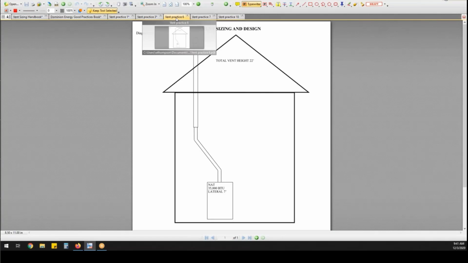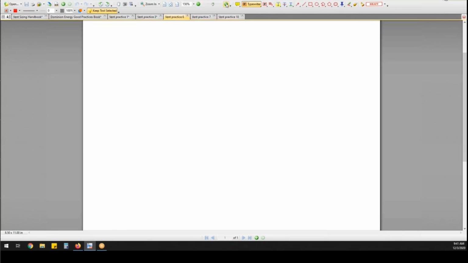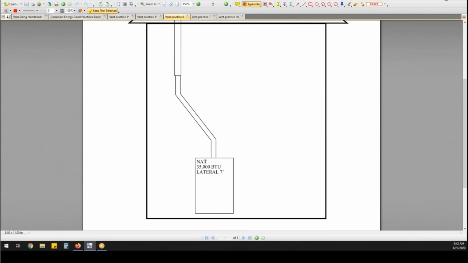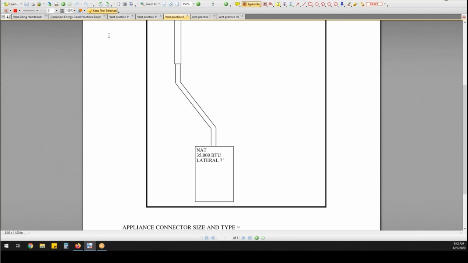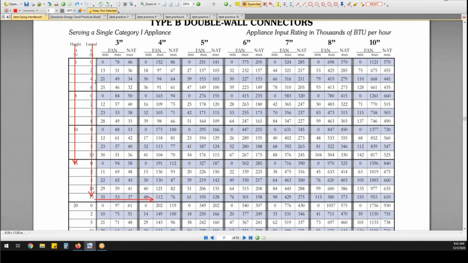This is vent practice number 6, so please get vent practice number 6 in front of your face. Now we've got a total vent height of 22 feet. We've got a natural draft appliance, and we have a 7-inch lateral run, okay? Well, this is where it starts getting a little tricky, because let's go over to our charts. So again, I've got a single appliance. I'm going to start with double wall connectors, okay?